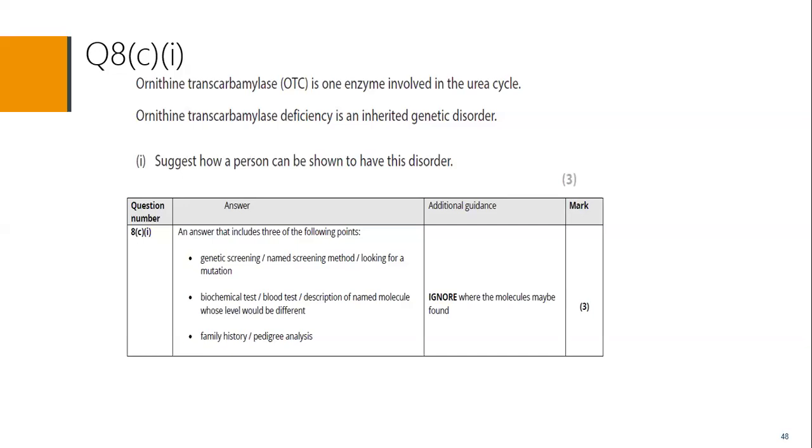The additional guidance says ignore where the molecules might be found. Because it's an unfamiliar context, they should not be penalised for suggesting measuring a molecule in an inappropriate location. So if you're measuring it in the blood, liver, or kidney, all acceptable. Or if you're suggesting it without a specific location.